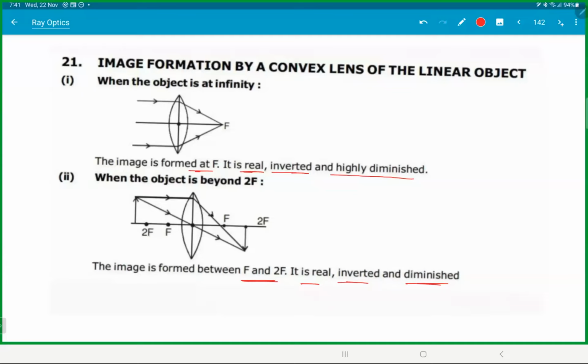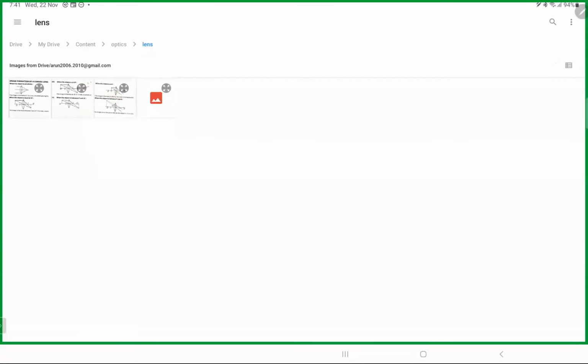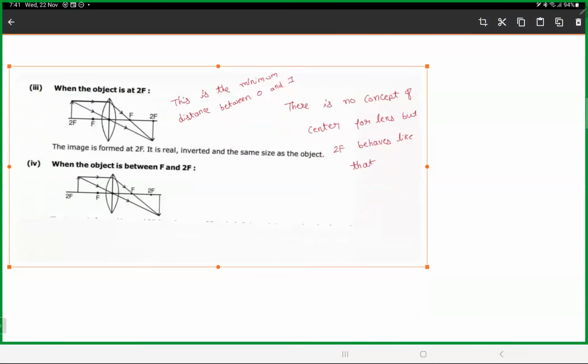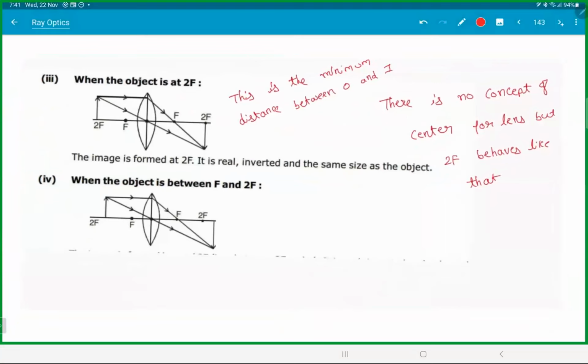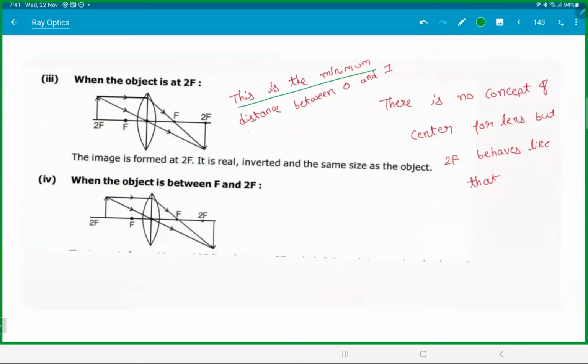Clear? Next one. If the object is at 2f, the image is at 2f. This is an important statement here. This is the minimum distance between object and image. Think about it. If you try to bring it closer, the image will go far away. If you try to take it far, the image will get closer. The least distance you can get is this. And there's no concept of a center for lenses. So 2f behaves like that, but it is not the center.